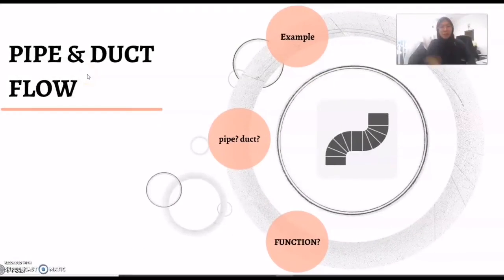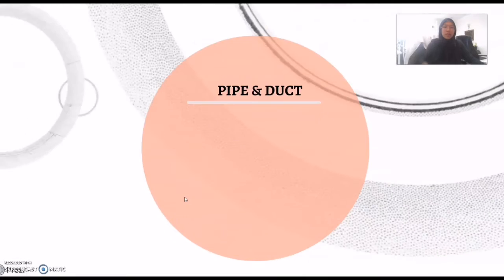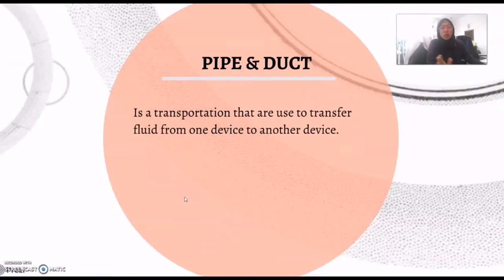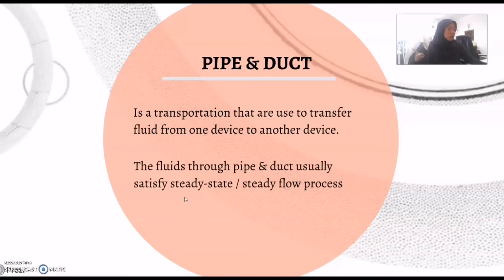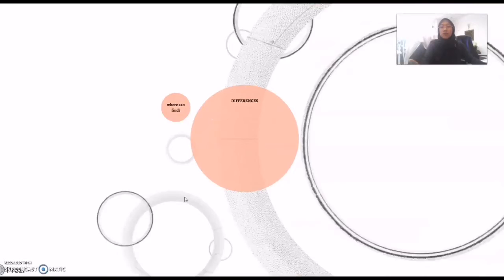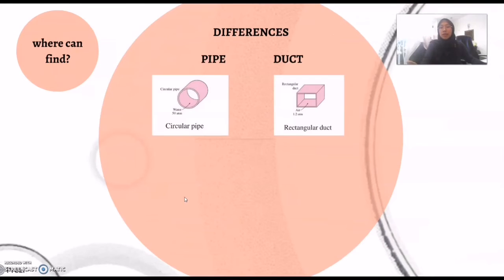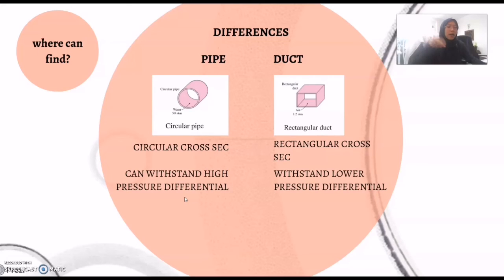Hello, now we're going to look at pipe and duct flow. So what are pipe and duct flow? It's basically a transportation used to transfer fluid from one device to another device, and the fluid usually satisfies steady state, or we can call it a steady flow process. So what is the difference between pipe and duct? Pipe has a circular cross-section, while ducting has a rectangular cross-section. And pipe can withstand a higher pressure differential, while ducting can only withstand a lower pressure differential.